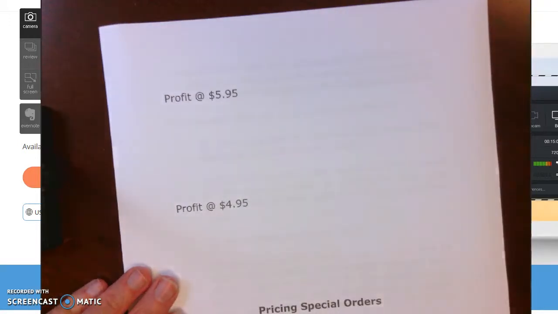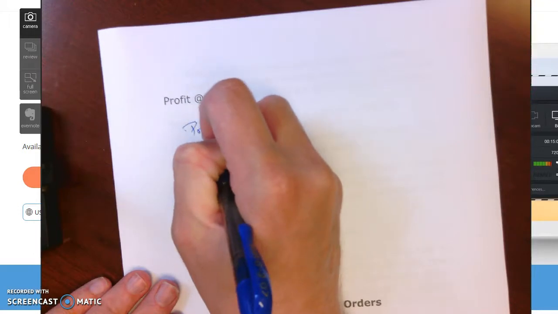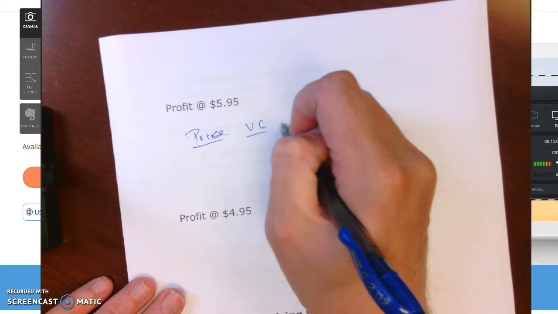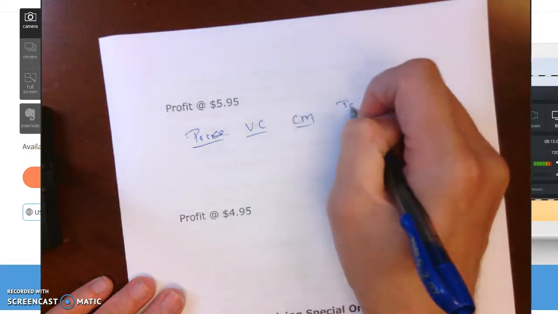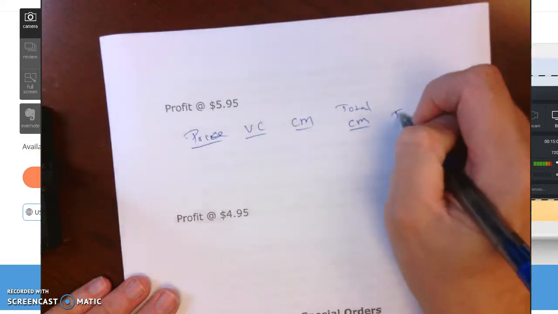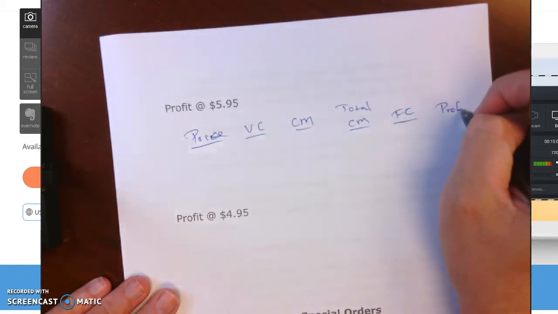So we can come over here and we can say our price, we can say our variable cost, and we can say our CM, and we can say our total. CM stands for contribution margin. Our total CM, we can say our fixed cost, and we can say our profit.